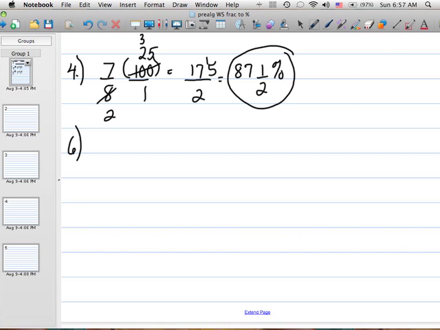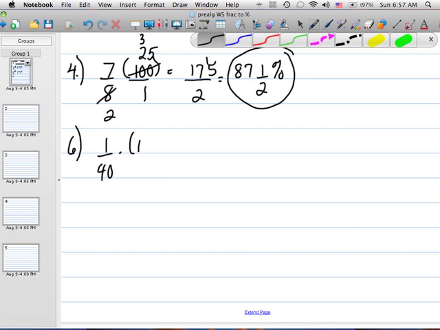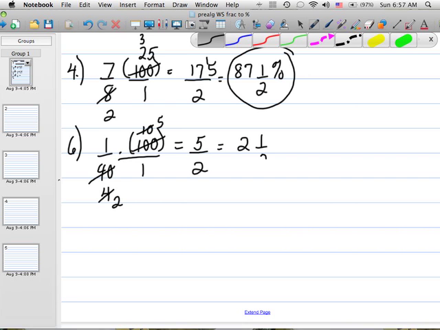Number 6, we have 1/40th. Times it by 100 to get it into its percent. 10 goes into 40 4 times, 10 goes into 100 10. Could have used 20. 2 goes into 4 twice, and then 2, 10, 5. So we get 5 over 2. Change it to a mixed number, that's 2 1/2%.